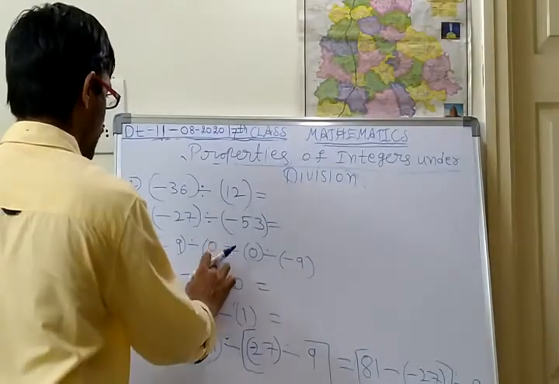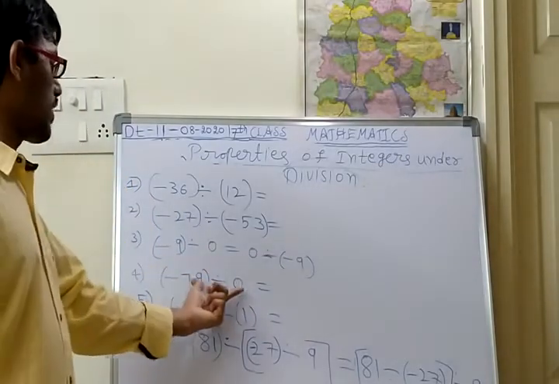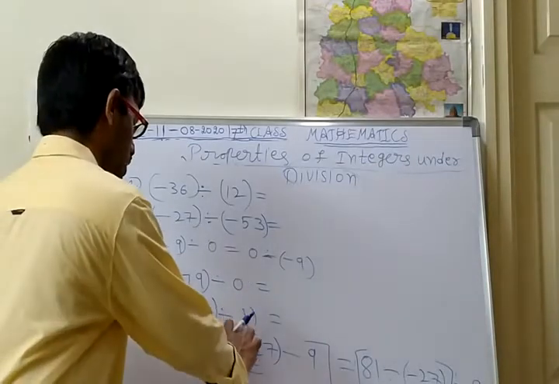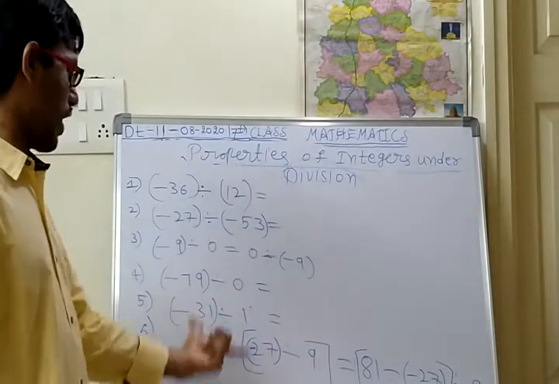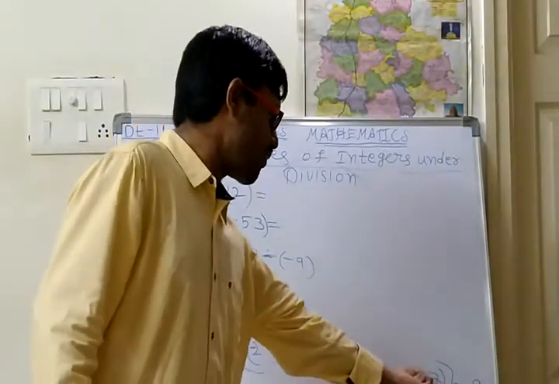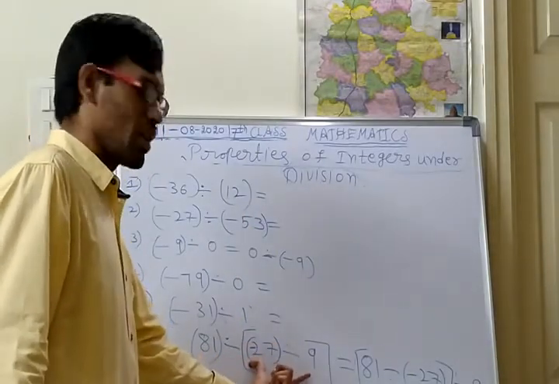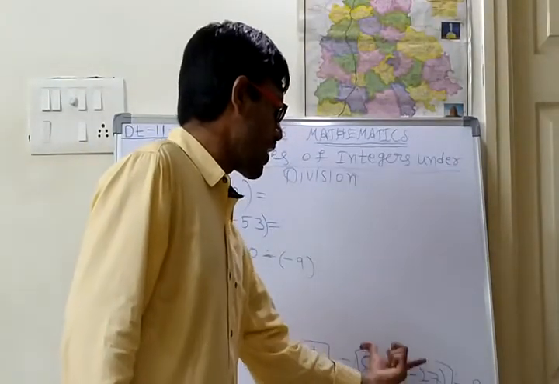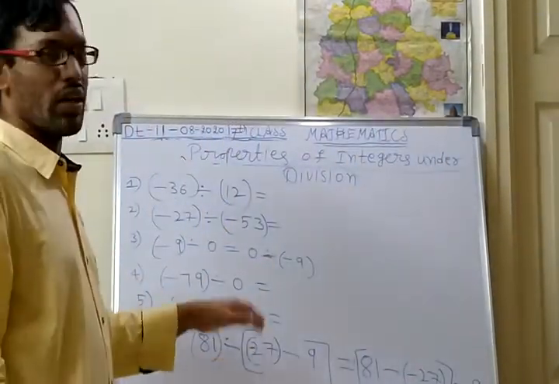Okay, next, fourth one, minus 79 divided by 0, division by 0. Fifth one, minus 31 divided by 1, division by 1. Next, the sixth one is the associative property, just now we have discussed. A divided by B divided by C is compared with A divided by B divided by C. First solve this bracket, then whatever result you get, solve it with this one. Here also solve this bracket, then solve the result with this one. Okay, and verify whether they are equal or not.